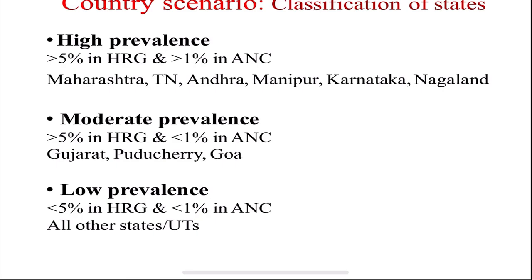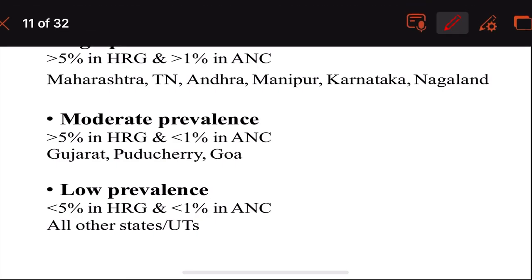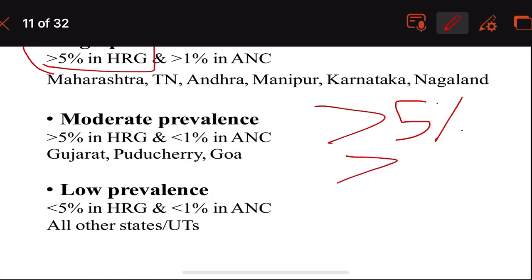where the HIV infection has crossed 5% in high risk groups and is more than 1% in the antenatal women. So here it is more than 5% in high risk groups, and more than 1% in the antenatal group, that is, antenatal care units.